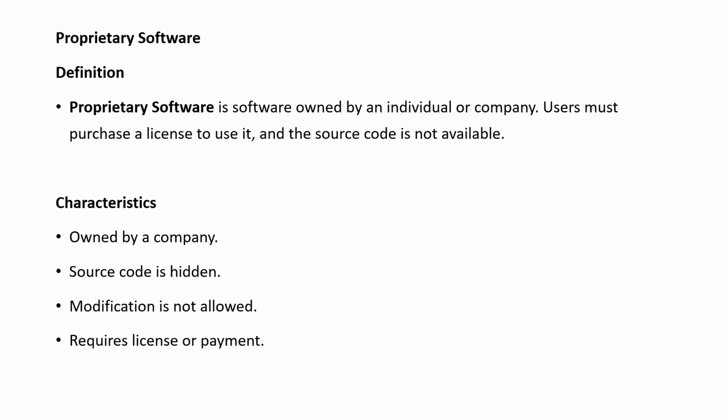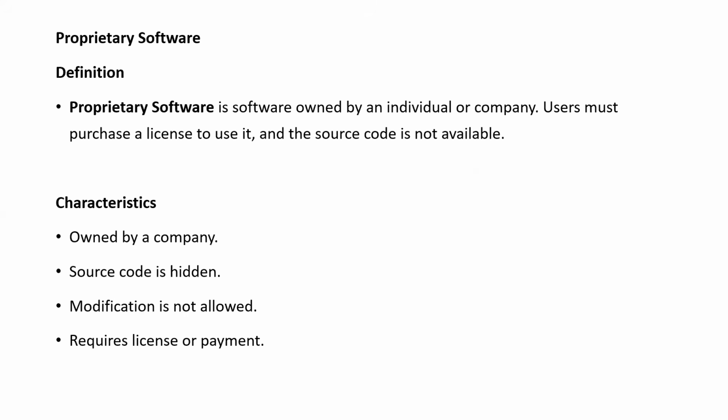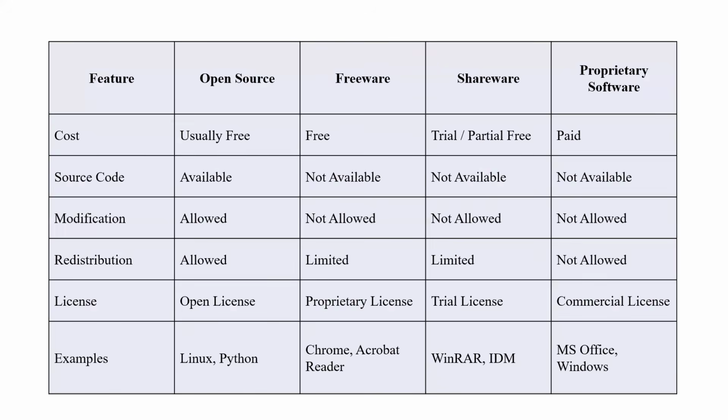And proprietary software. Before that, one thing we have to know about shareware, I'll tell you. Proprietary software means software owned by an individual or company. Users must purchase it. For example, whatever software we need, we have to buy it and get a license. The source code is not available, so it has to be purchased. So it is owned by a company, source code is hidden, modification is not allowed, and it requires a license or payment. Freeware and shareware, I'll tell you before going to the table.